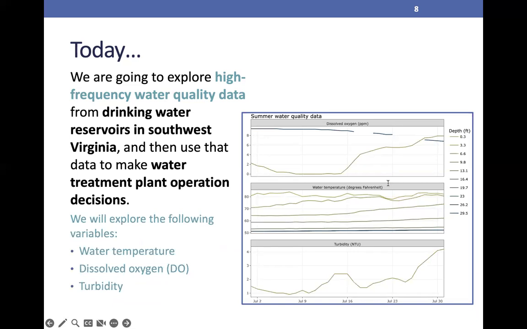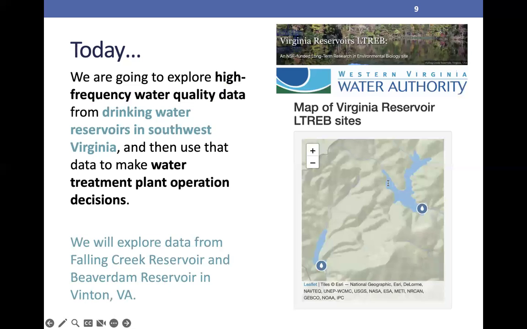In addition to turbidity, you will also explore water temperature and dissolved oxygen data, which are collected at multiple depths in the reservoir. On the right is an example figure of water temperature, dissolved oxygen, and turbidity data collected from multiple depths in a drinking water reservoir during the summer. You will learn how to interpret these data and understand how the data can be used to assess water quality. You'll have the option to explore data from one of 2 reservoirs located in Southwest Virginia, Falling Creek Reservoir or Beaver Dam Reservoir. Both reservoirs are located in Vinton, Virginia, near Roanoke, and are owned and operated by the Western Virginia Water Authority as drinking water supply reservoirs.